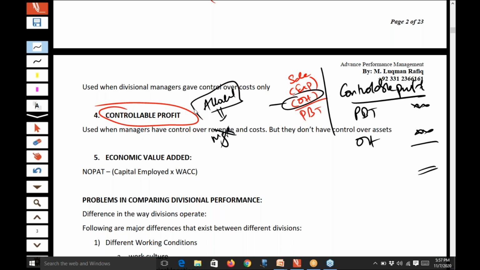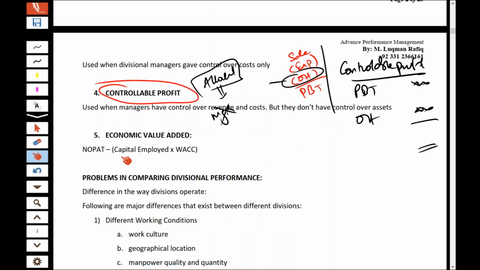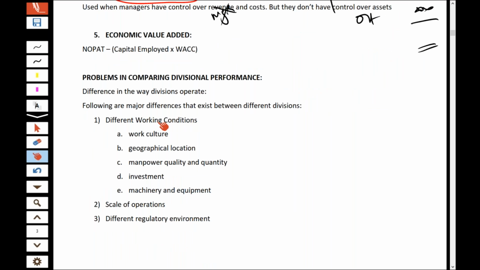Those expenses which are basically beyond the control of the manager, you need to add them up. Then there is this economic value added, which we have already done. There are multiple divisions in an organization, and usually it becomes quite difficult to measure these different divisions.